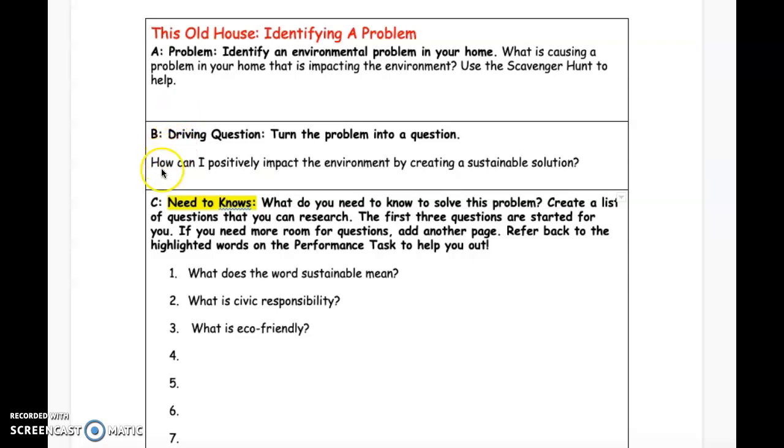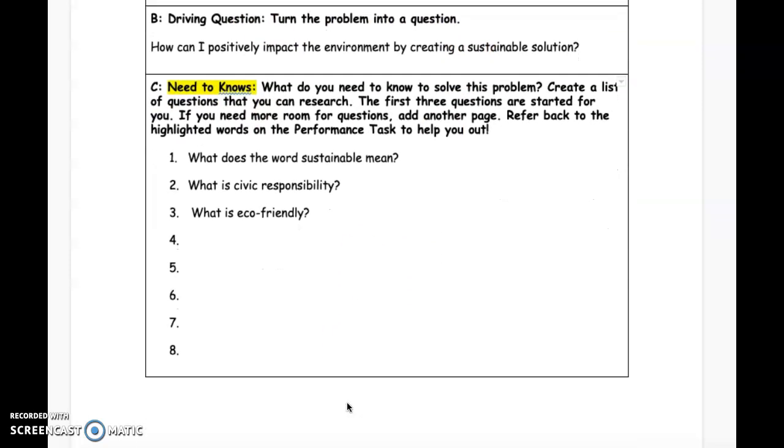Now, we've already created a driving question. All of us are answering this question: How can I positively impact the environment by creating a sustainable solution? So once we know this is our question, and once you have identified a problem, we are going to start in with our need to knows.